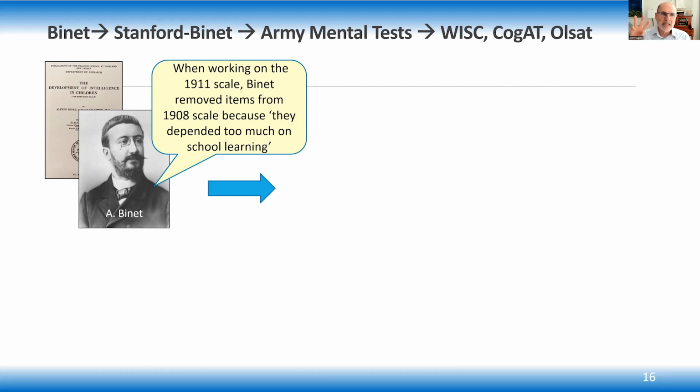So Binet basically had 3 versions of his tests, the 05, 08, and the 11. And Binet explicitly wrote that when he developed the 1911 scale, he took out the questions on the previous edition that demanded too much school learning.